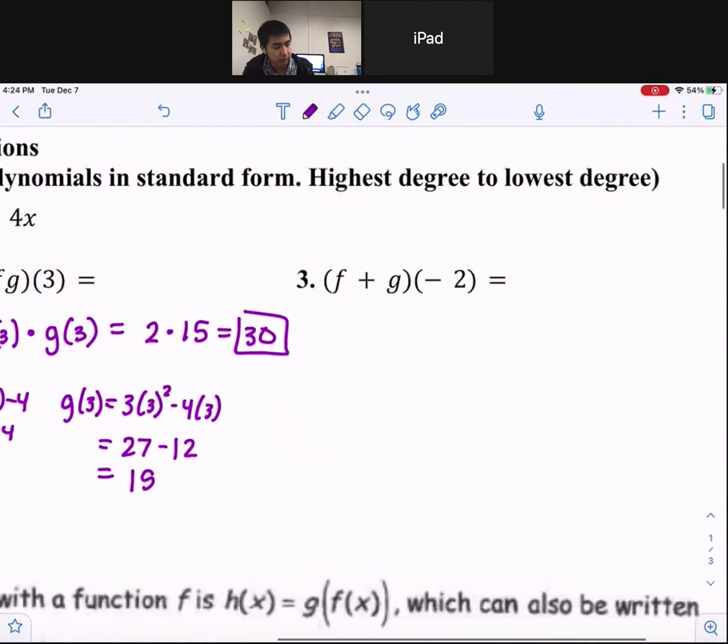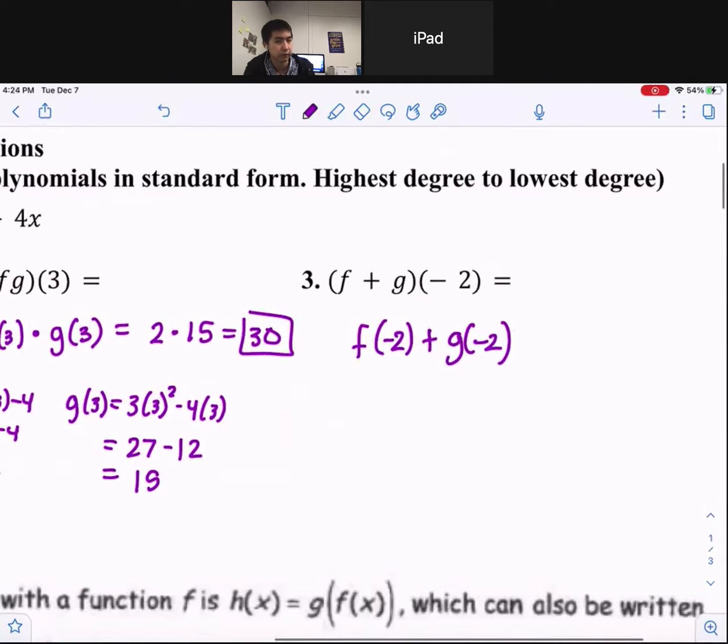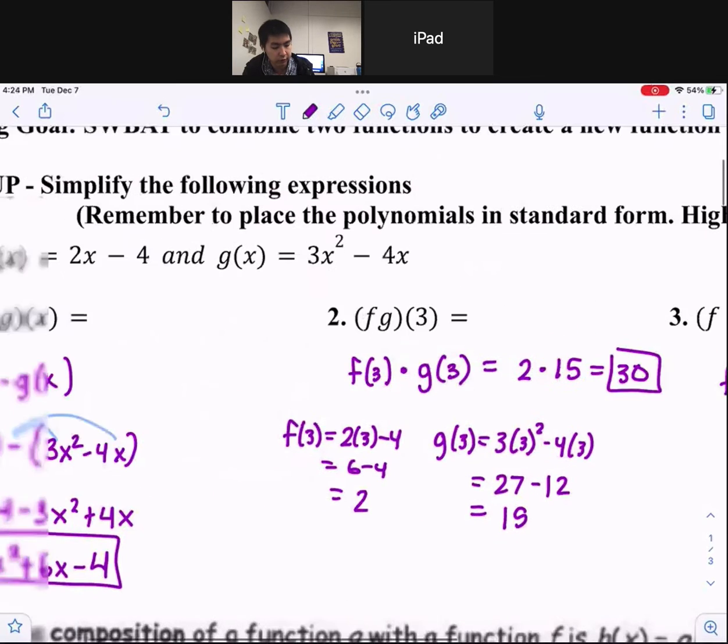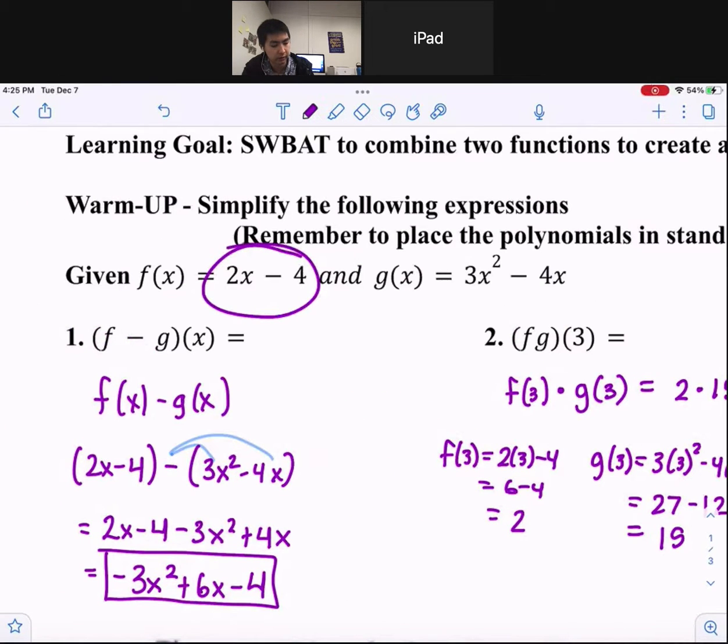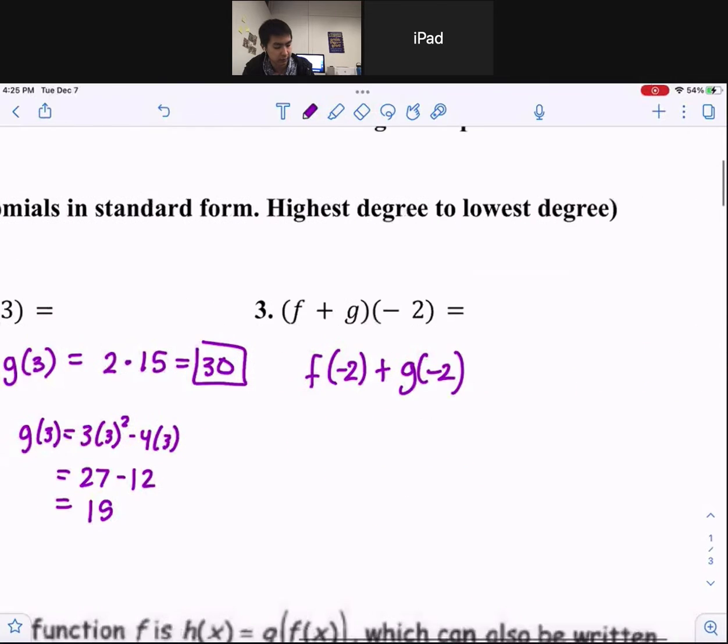Next, we have the two functions added together. So f of negative 2 plus g of negative 2. We're just adding the two functions together at x equals negative 2. Now when we plug negative 2 into the f function, it goes into that x. So 2 times negative 2 plus 4, which is negative 4. I think it's minus 4. Minus 4, which is negative 8.